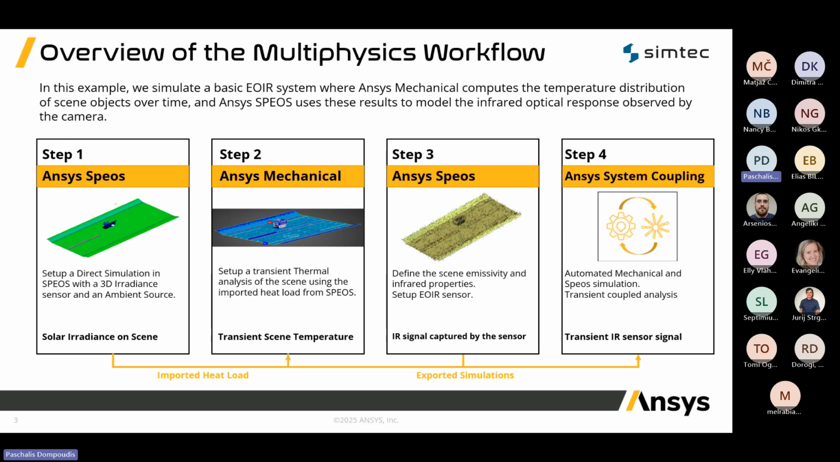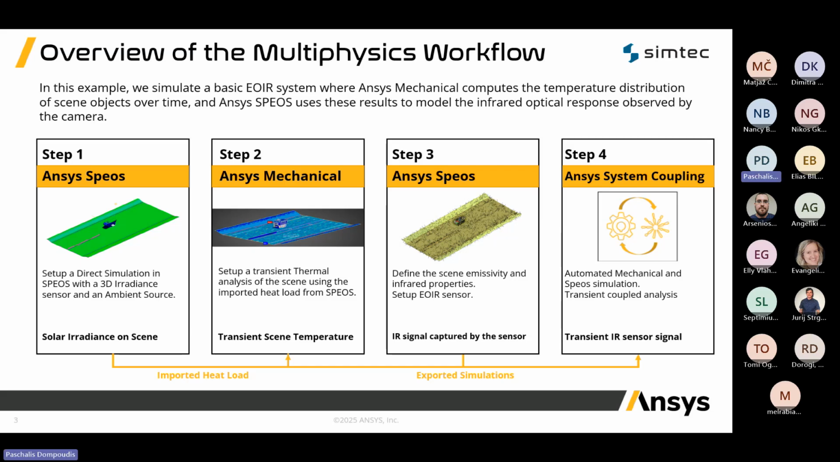In step one, we begin in Ansys Speos. We simulate the solar radiation hitting the scene to calculate a heat load. In step two, that heat load is passed to Ansys Mechanical. Mechanical performs a transient thermal analysis to determine how the temperature of the scene changes over time. In step three, we return to Speos. We take the temperature results from Mechanical and use them to model the infrared energy being radiated by the hot objects. We then set up our virtual infrared sensor to see, in quotes, this infrared radiation.